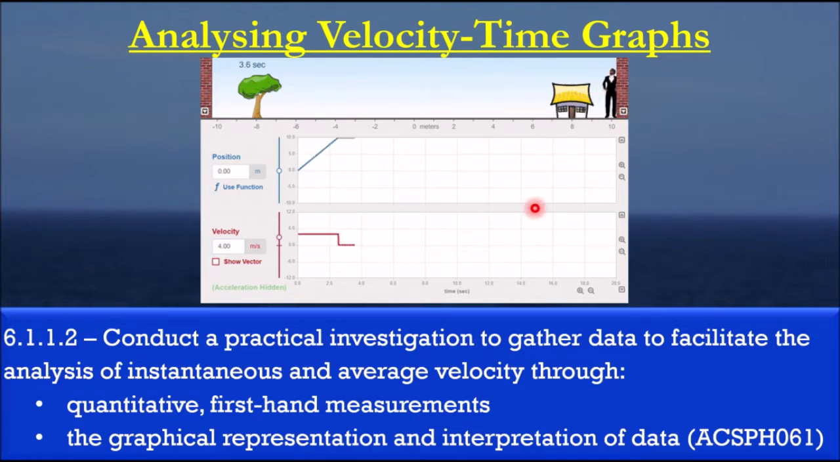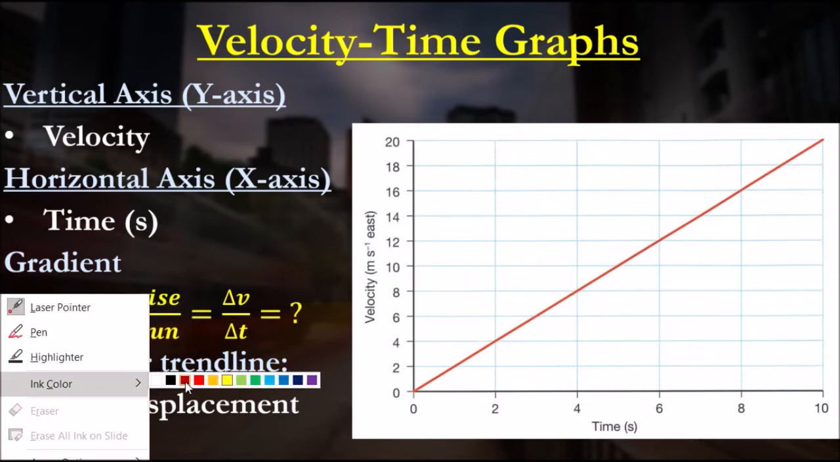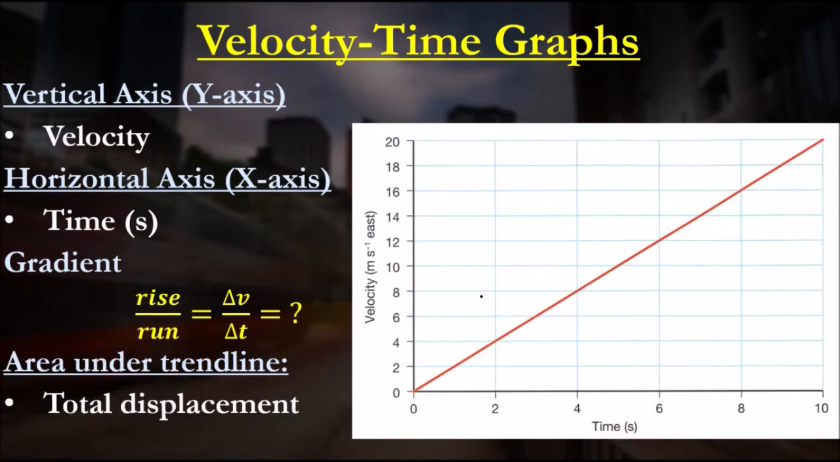So let's do our analysis for a velocity time graph and look at what information is given to us. For a velocity time graph, let's look at the gradient and also the area underneath this trend line and see what information it tells us. The y-axis will give you the velocity of the object. It's measured in meters per second and it'll give you a direction. So if we're going up this direction here, we're going east. If we're going this direction here, it's implying we're going west.